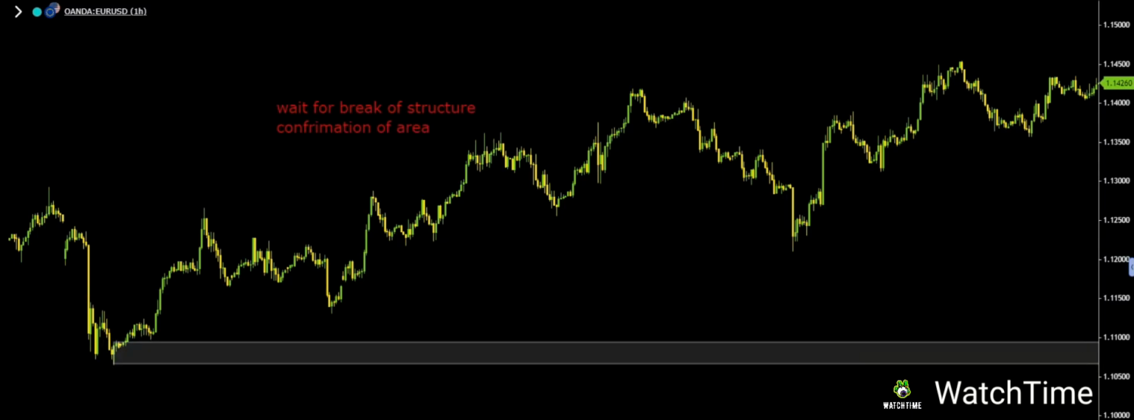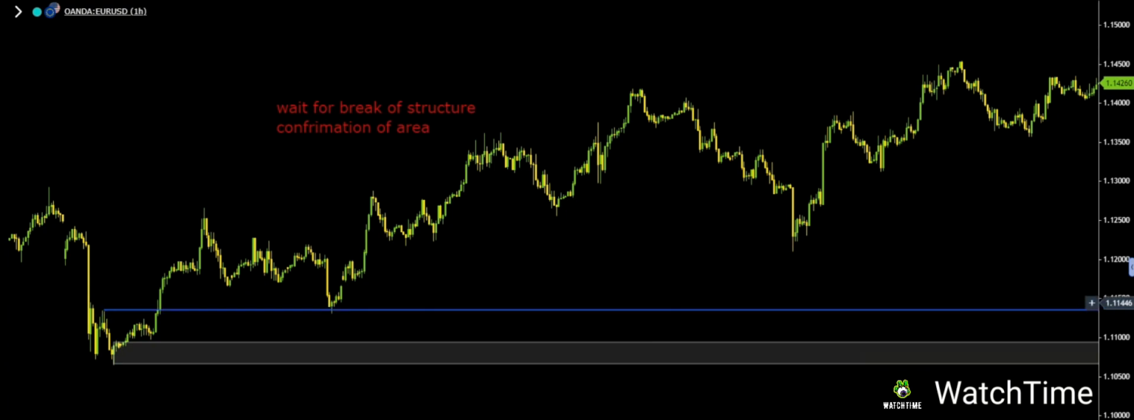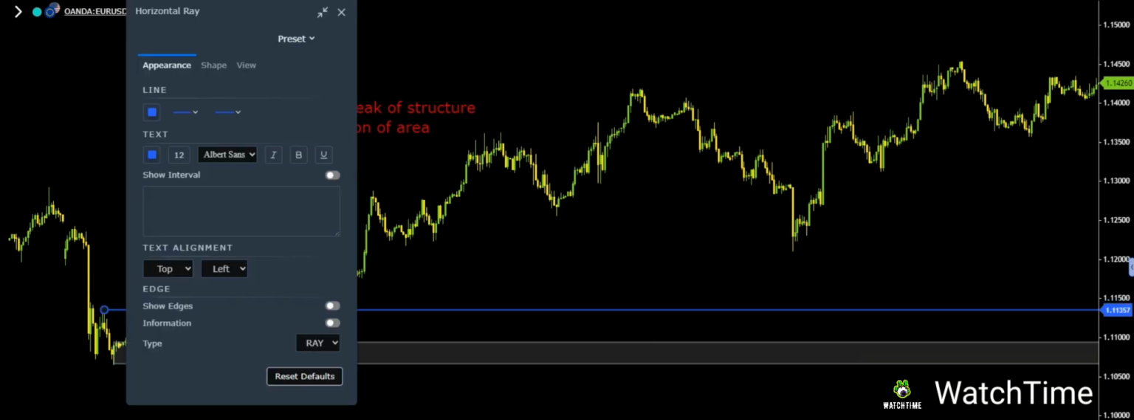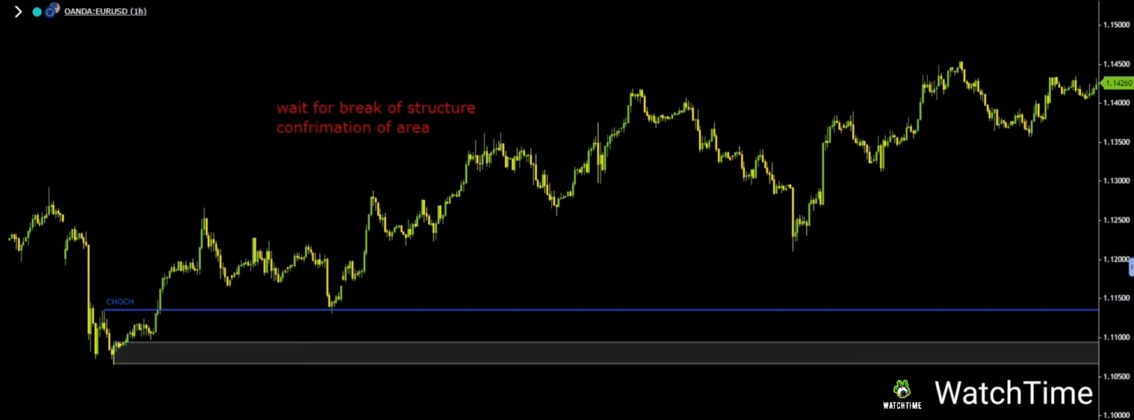Patience is key. Don't rush into the market. Waiting for a BOS or structure change gives you confidence that you're trading in the right direction. Refine with price action. Look for price action signals such as bullish engulfing or bearish engulfing candles inside the fresh zones. These provide a high conviction entry point.